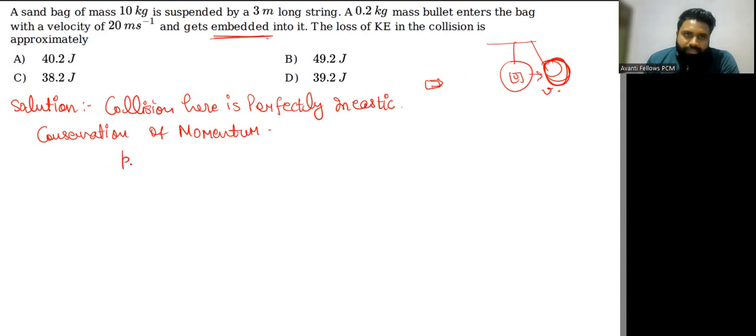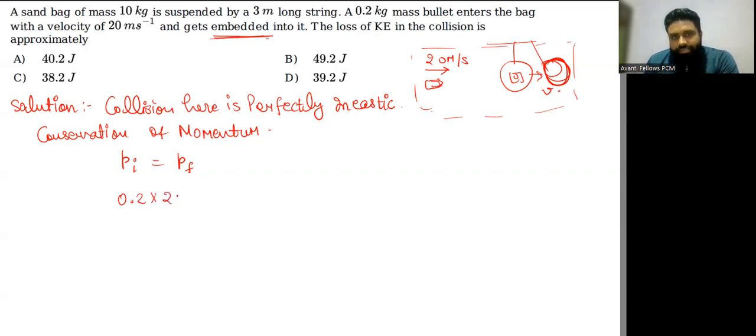Now, conservation of momentum is P initial equals P final. Initially only the bullet is moving if I consider it to be a system. So initially only the bullet is moving with a speed of 20 meter per second. So it is m, the mass of the bullet, which is 0.2 kg, into the velocity of the bullet, which is 20 meter per second.